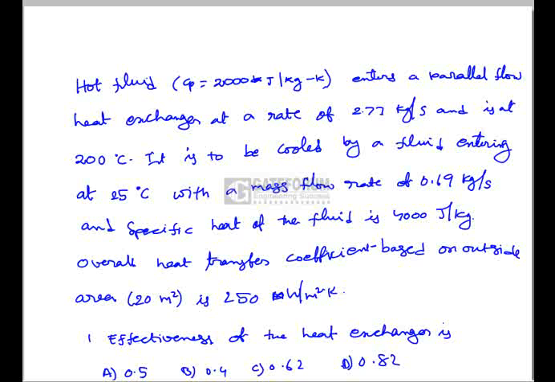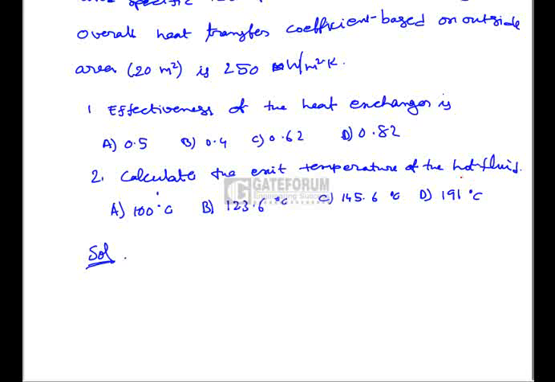It is a linked answer question. It consists of two questions in a way such that the second question answer depends on the first question answer. Here the first question is effectiveness of the heat exchanger, with options 0.5, 0.4, 0.62 and 0.82, and the second question is calculate the exit temperature of the hot fluid, and the options are 100 degrees centigrade, 123.6, 145.6 and 196 degrees centigrade.